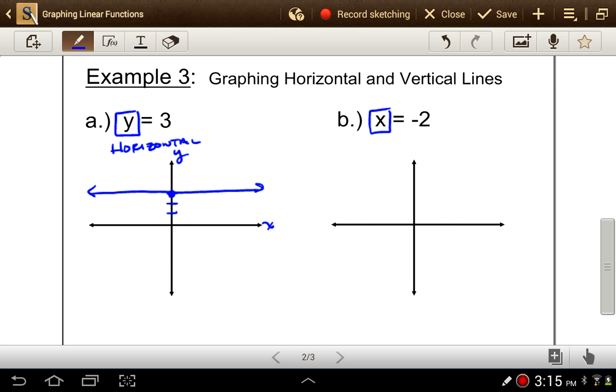Okay, it doesn't matter. If x is 5, 1, 2, 3, 4, 5, y is still 3. It says y is equal to 3. So I put a point. It would all be on that horizontal line. Okay, 2, 3, 3, 3. It doesn't matter. Y always equals 3, so that makes a horizontal line.